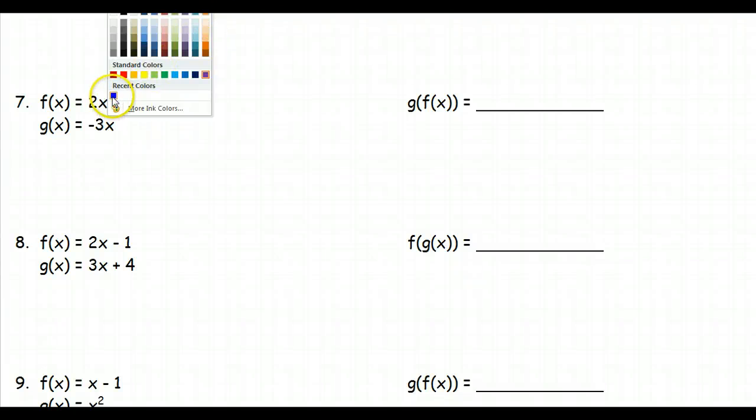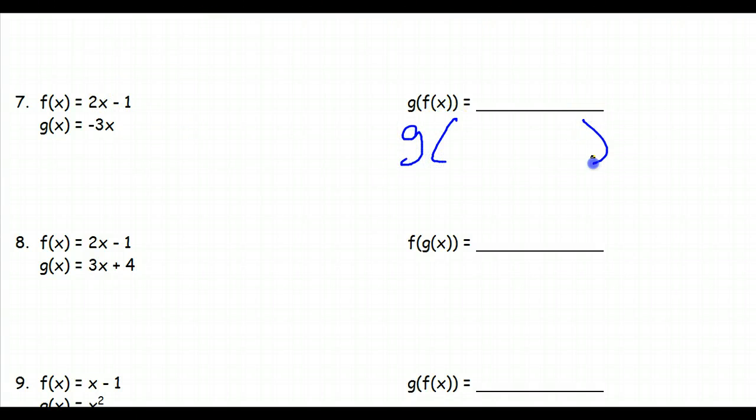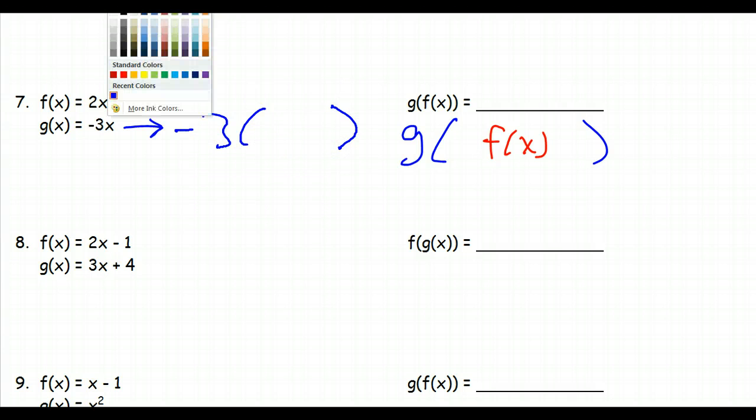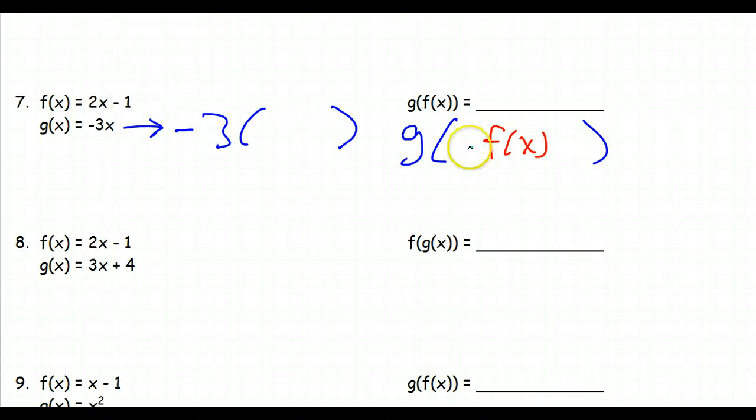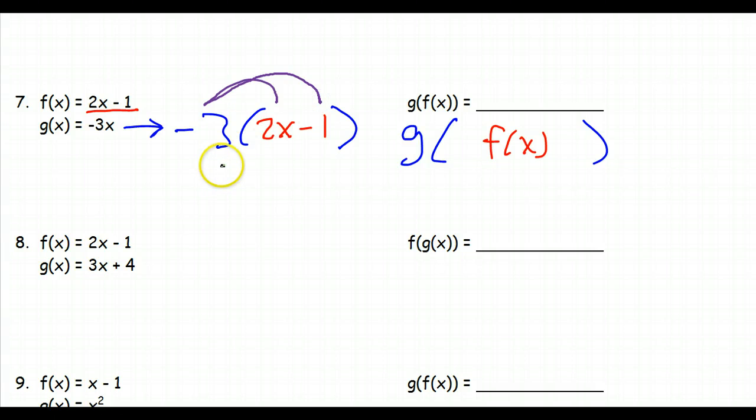Okay, in example 7, function g is on the outside and function f is on the inside. So we will start with function g. Function g is just -3x, so we will do -3 parentheses. Inside goes function f. So that's why we will put 2x minus 1 on the inside. By now you completely understand that we are going to have to do the distributive property, which is going to give us the final answer in this case, which will be -6x plus 3.